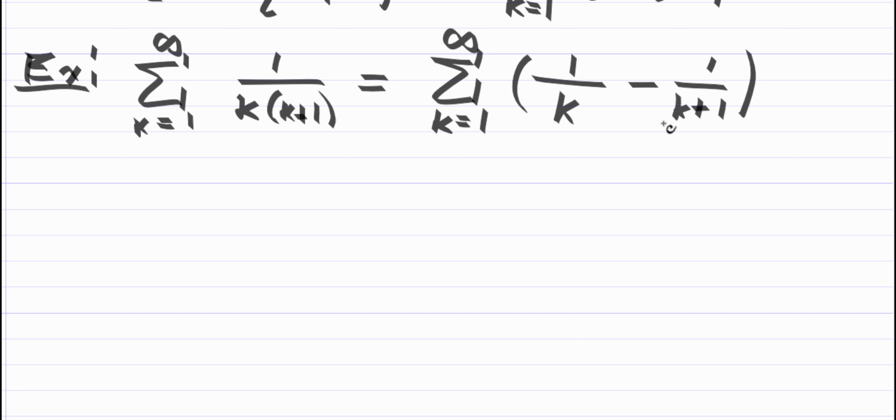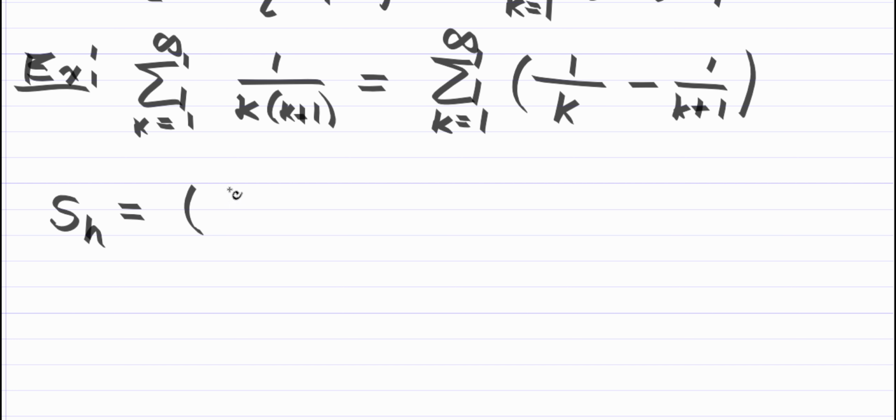So the way to see that is, what happens when I add these two together? Well, I have to have a common denominator of k times k plus 1. I'll get a k plus 1 over here, and I'll subtract off the k, and I'll be left with just 1 in the numerator. Now this is telescoping again, and so what does a partial sum look like?